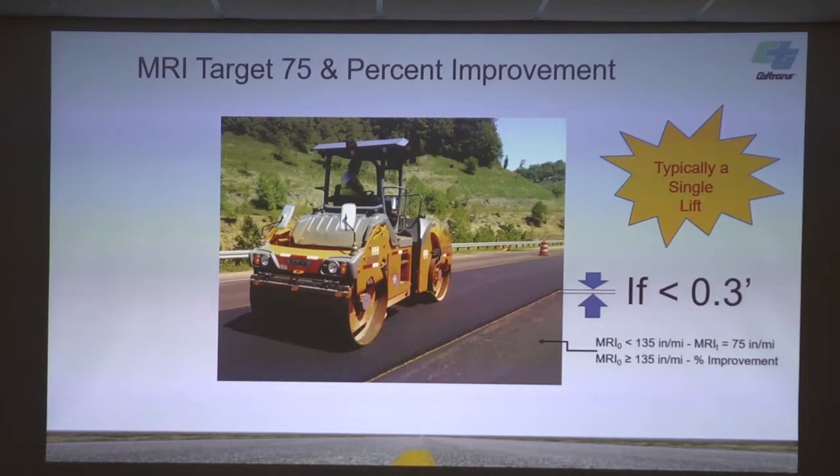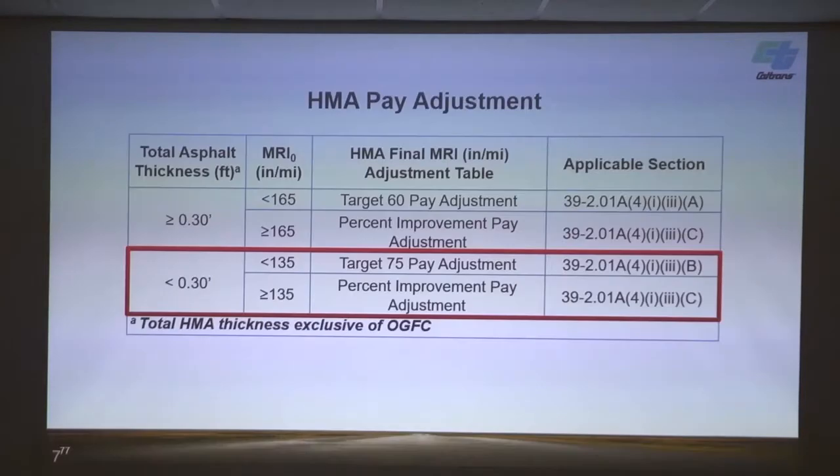Okay, so now I'm going to talk about these thinner lifts. They're not thin lifts, but they're thinner lifts. They're less than 3/10. Typically, when it's less than 3/10, it's always one lift. There are some exceptions to this. Sometimes you might do type A covered with RHMAG. You might have a 1500s and a 2500s. That's two lifts, but still we're going to use that 75 target table. This spec is based just on lift thickness. So if it's less than 3/10, it's going to go off the 75 or percent improvement table.